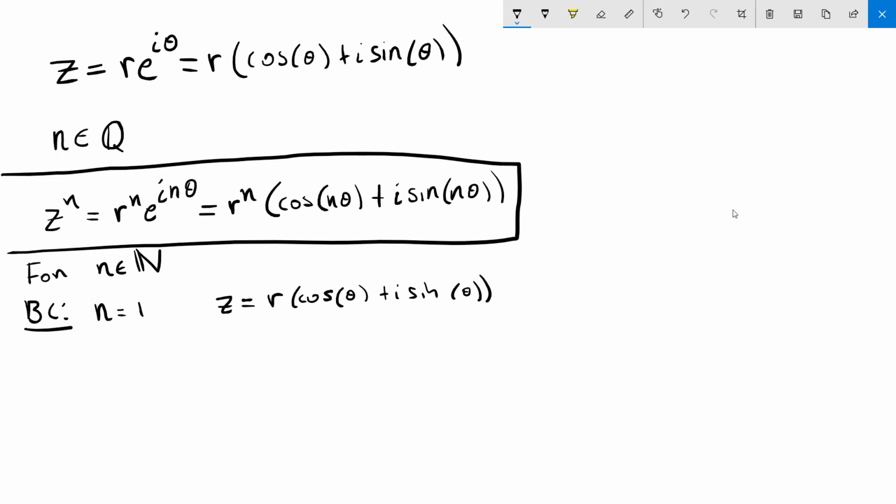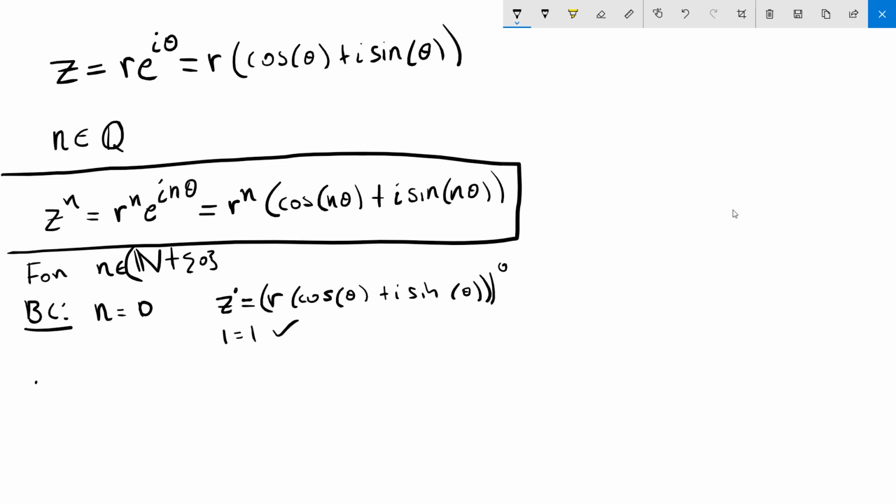Actually, we can go a little bit further. We can say for the natural numbers plus 0. For n equals 0, we just have 1 equals 1, so we have a good case, because z to the power of 0 is the same thing as all this to the power of 0, and those both give us 1. So, fair enough, it doesn't really matter. You can do it for 1 or for 0.